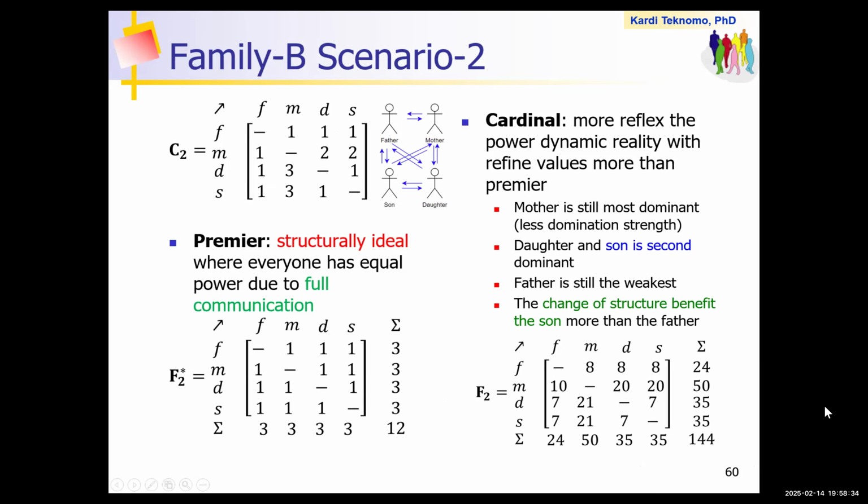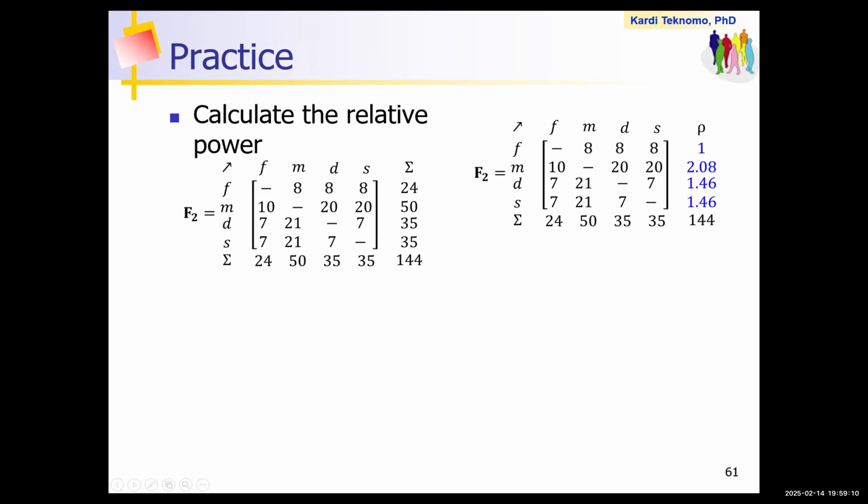In this case, the mother is still dominant. The daughter, this is 35, right? is the second dominant, and the father is still the weakest. So the change in the structure of this communication, compared to scenario 1 and 2, actually benefits the son more. The son gets more domination here. So if the son knows this, then the son is supposed to repair that communication with the father, correct? Okay, so this is the strength of influence.